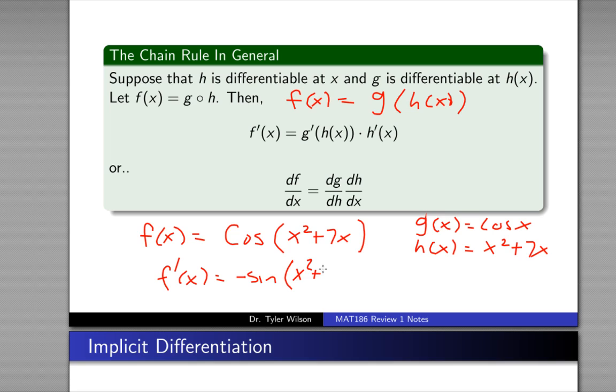But I need to make sure that I keep the inside there. So just the derivative of cos, negative sine of x squared plus 7x, times the derivative of the inside function. So what's the derivative of the inside function? The derivative of the inside function is 2x plus 7. Okay, so the chain rule really is just take the derivative of the outside function and then multiply by the derivative of the inside function. Sometimes the inside function itself will need the chain rule, and then you just keep chaining it out and doing more and more. Take the derivative of the outside, multiply by the inside, etc.